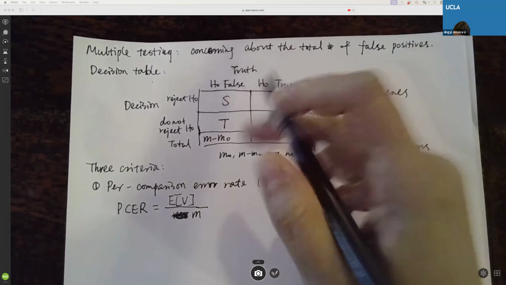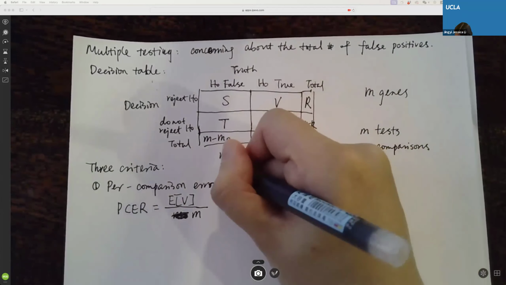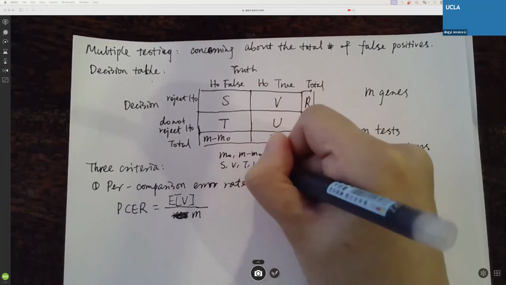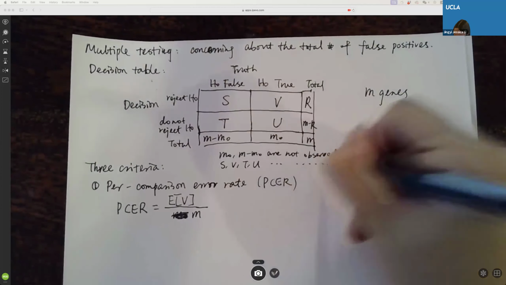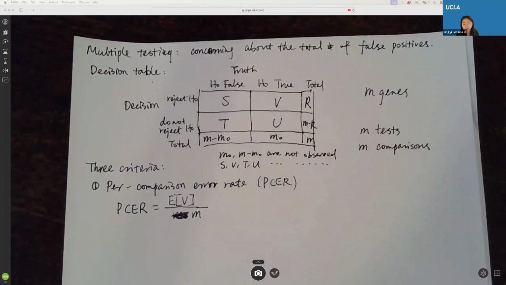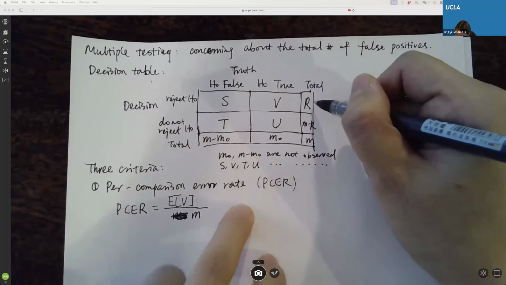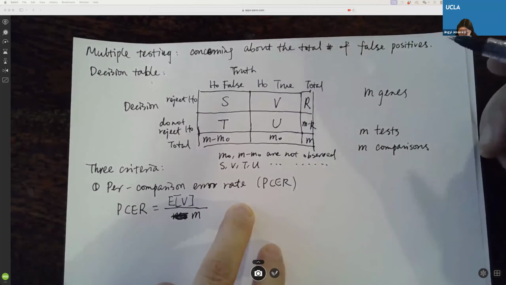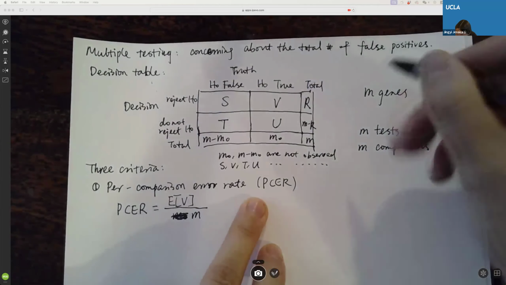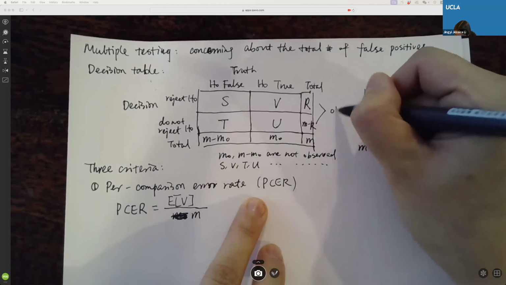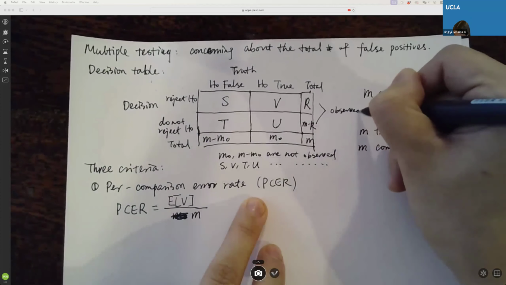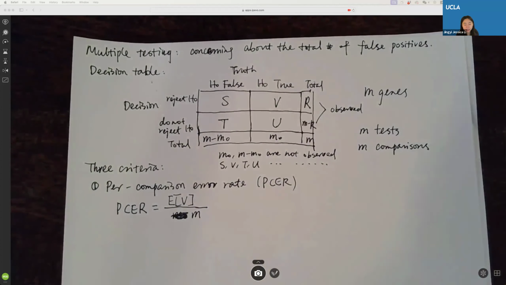And actually this whole table, S, V, T, and U, is also not observed because they require the knowledge of the ground truth. But our number of rejections R and M minus R are observed, right? We know how many were rejected. So these two are observed. These are the things we have to be clear about. So PCER is defined as the expected value of V over the total M.